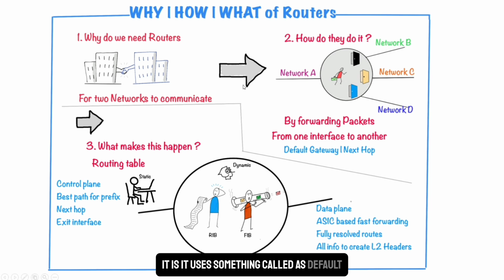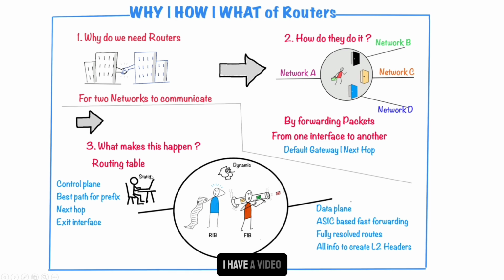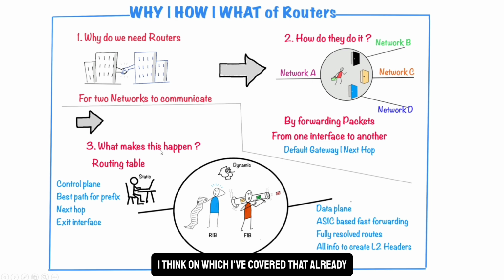It uses something called a default gateway or next hop, which means once this packet enters from here, if you're coming from A and you want to go to B, C, or D, you'll take this connection. And this is all stored in the routing table. It forwards packets from one interface to another. It has something called a default gateway and next hop. I have a video, I think, in which I have covered that already.